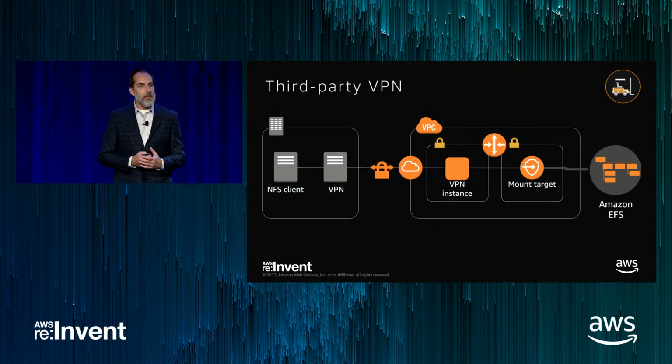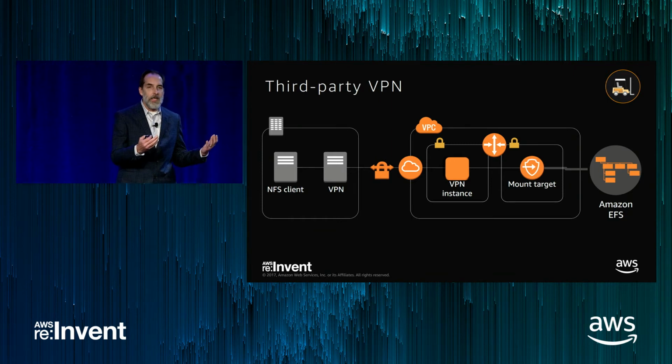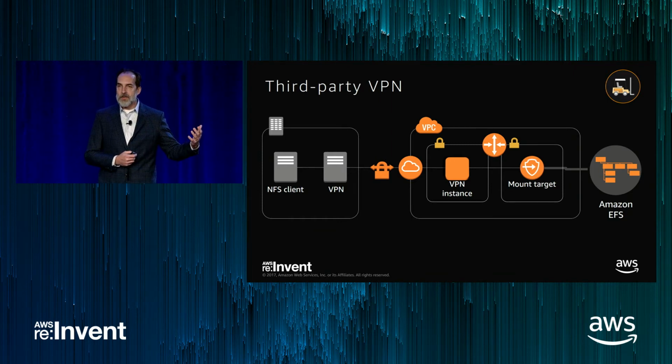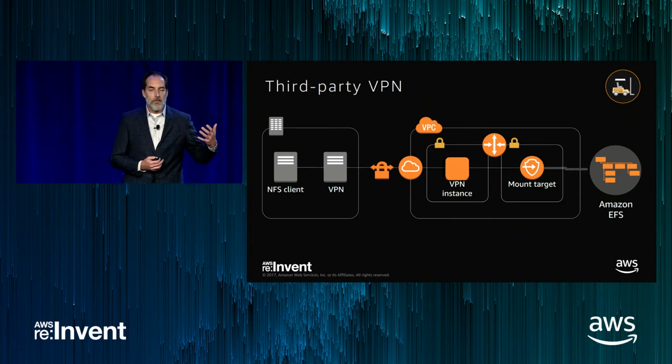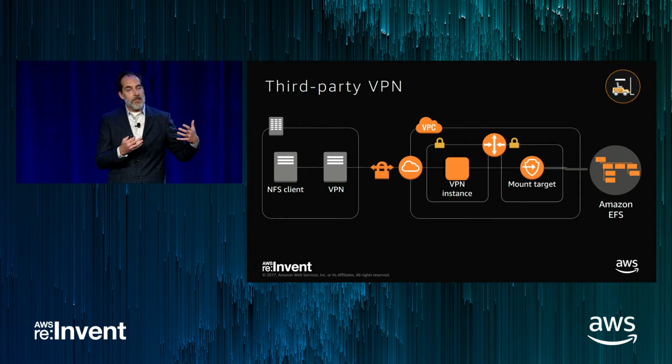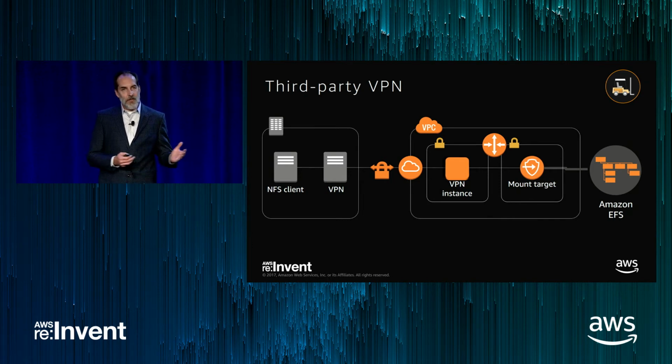Another way is using a third-party VPN solution, basically setting up, as an example, an IPsec tunnel between your on-prem data center and your VPC, and then transferring your data over within that IPsec tunnel. Again, mounting your file system from on-prem using IP addresses of the mount target within EFS, within your VPC. And then, again, using your standard Linux copy tools to go ahead and copy that data into Amazon EFS.